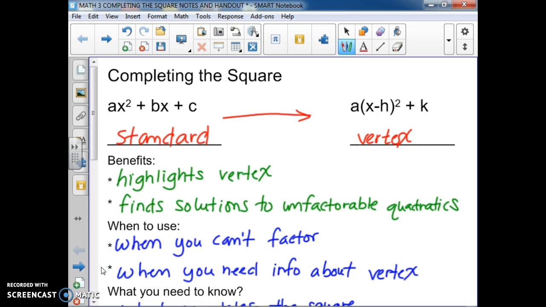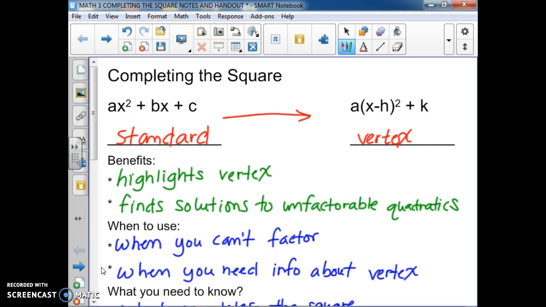The first thing I want to talk about is that completing the square can change standard form quadratic equations to vertex form quadratic equations. There are some benefits of using completing the square. The first benefit is that it highlights the vertex of the quadratic, and it also finds solutions to unfactorable quadratics. So if you're wondering why can't I just factor, or why can't I just solve by using square roots, it's because some quadratic equations don't allow you to. Not all quadratics are factorable.